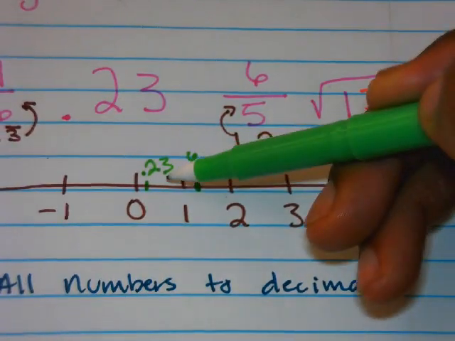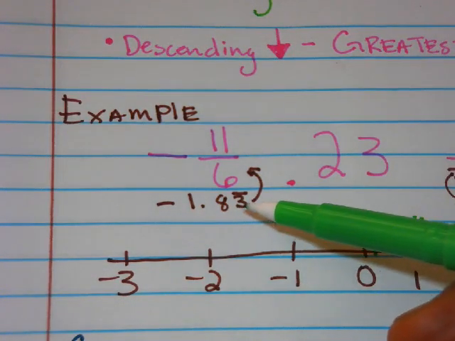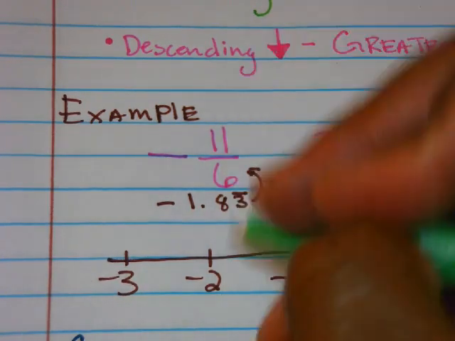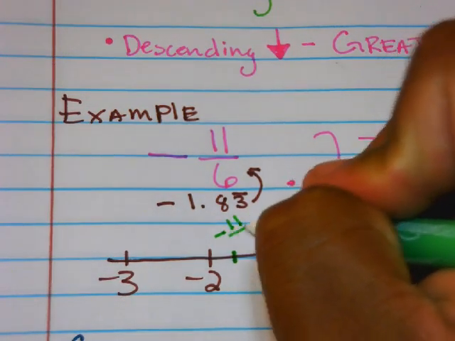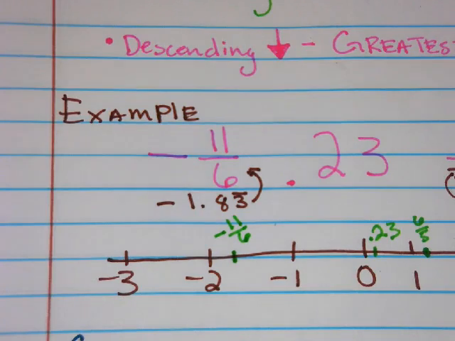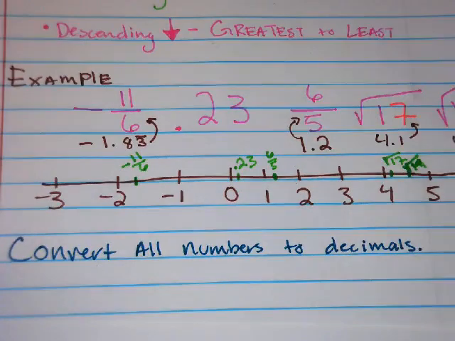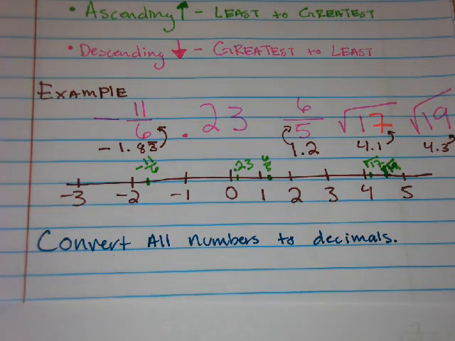6/5, 23 hundredths, and then of course we have the negative 1.83, which is in between the negative 1 and the negative 2, kind of closer to the negative 2. So I would say negative 11 over 6 would go there. And so I put them on the number line. Zoom out. Put them on a number line based on their decimals. So make sure you convert these numbers to decimals before you order them on the number line.